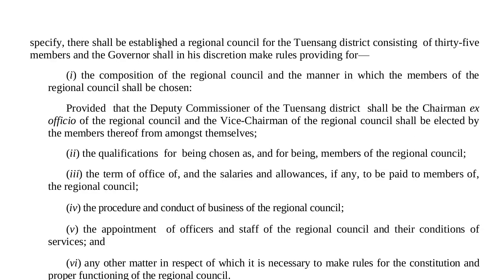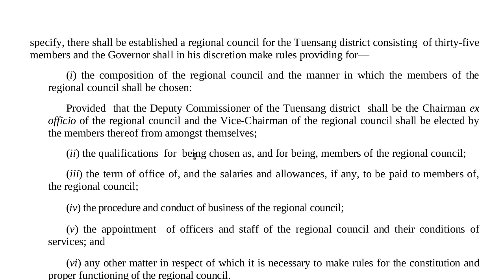D. As from such date as the Governor of Nagaland may by public notification in this behalf specify, there shall be established a Regional Council for the Tuensang district consisting of 35 members, and the Governor shall in his discretion make rules providing for: 1. The composition of the Regional Council and the manner in which the members of the Regional Council shall be chosen, provided that the Deputy Commissioner of the Tuensang district shall be the chairman ex officio of the Regional Council, and the vice chairman of the Regional Council shall be elected by the members thereof from amongst themselves.